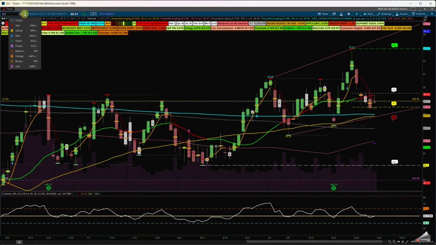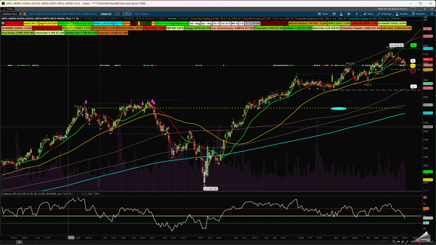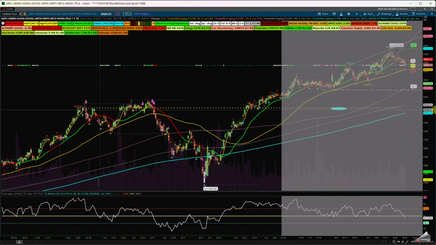I'm going to show you the Fantastic 8 or the Magnificent 7. This is including Netflix here. You can see Netflix is included. We can see we had this push up, consolidate, look back into the consolidation, break up, retest it once, rallied up, and now we are coming back in.